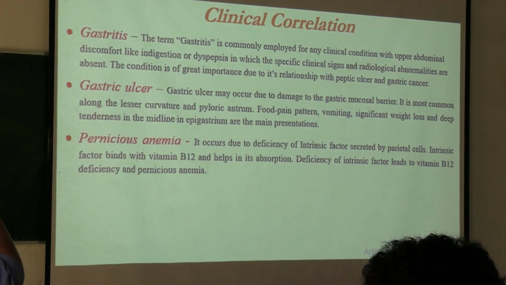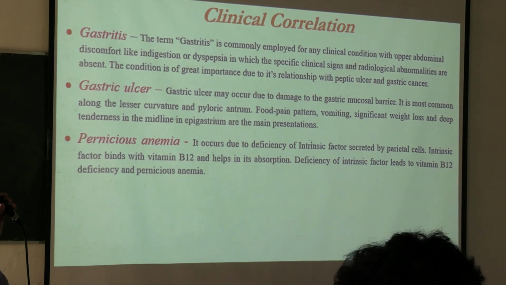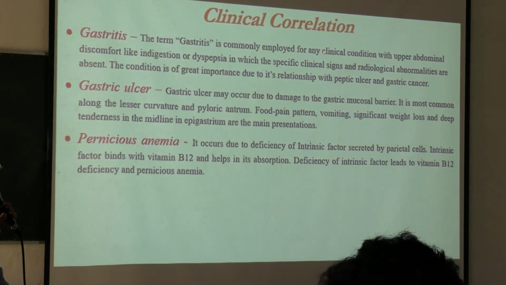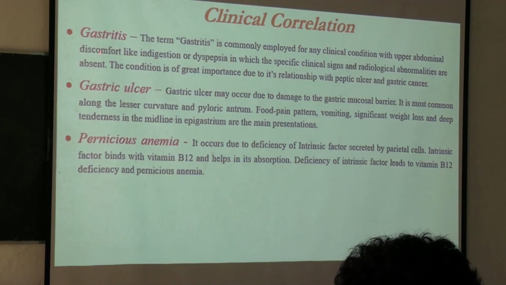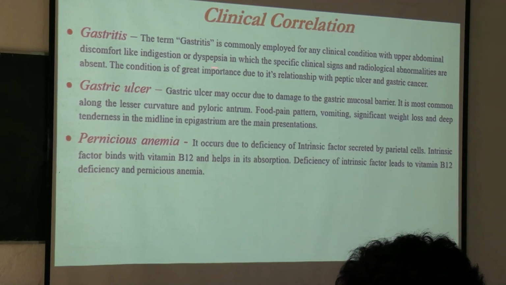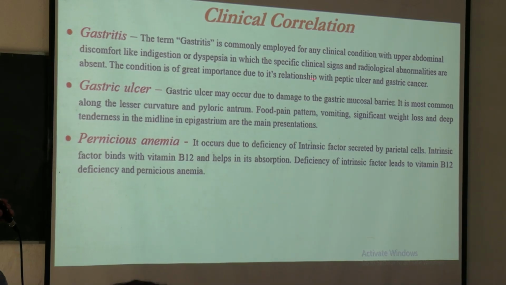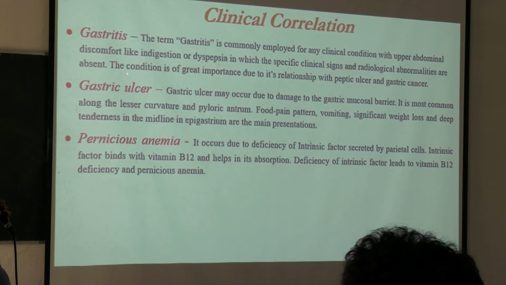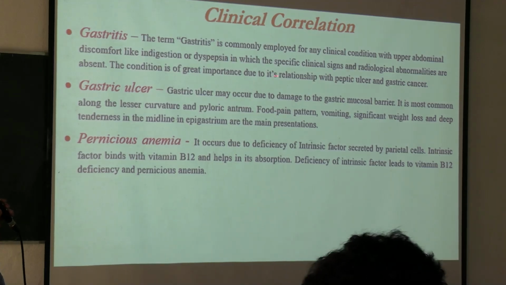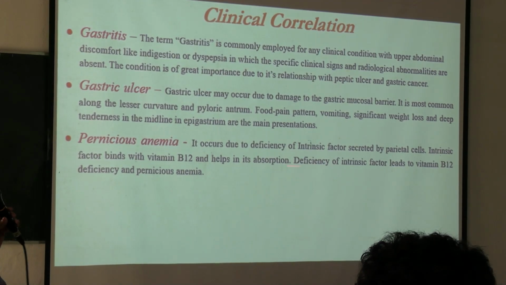Okay, so we are going to some clinical aspects of the stomach. First is gastritis. The term gastritis is commonly employed for any clinical condition with upper abdominal discomfort like indigestion or dyspepsia, in which specific clinical signs and radiological abnormalities are absent, and the condition is of great importance due to its relationship with peptic ulcer and gastric cancer.